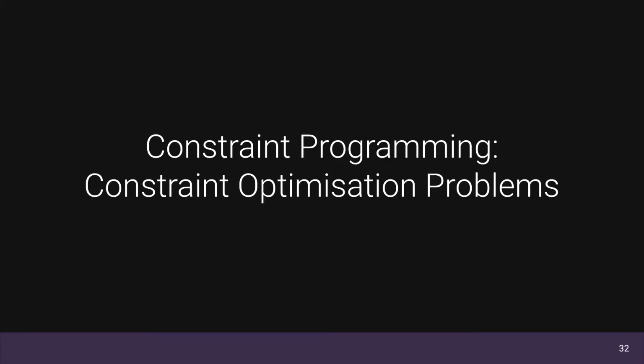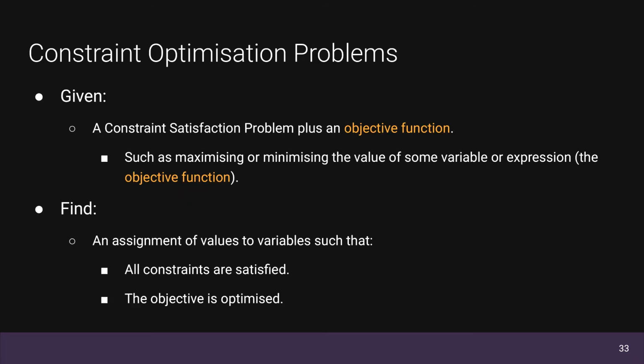So, I mentioned before that there was another type of problem that's solved by constraint programming, and that is constraint optimization problems. So, what is a constraint optimization problem? Well, given a constraint satisfaction problem plus an objective function, so an objective function is where we are maximizing or minimizing the value of some variable expression, the objective function. So we might want to have the biggest possible value in some particular variable, or maybe we want some series of variables to have the smallest possible value, etc.